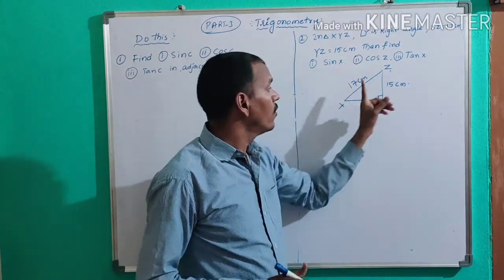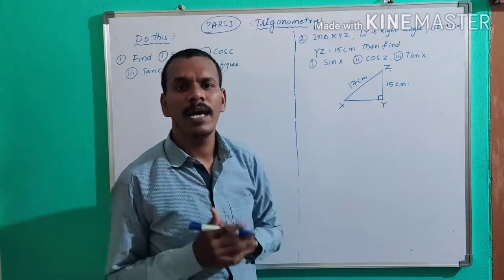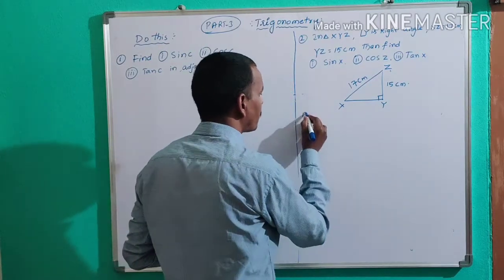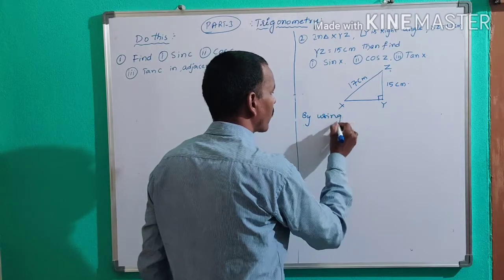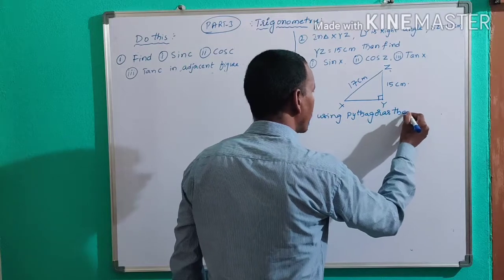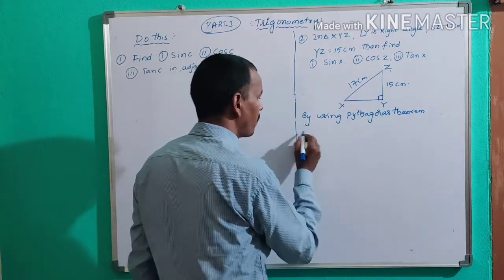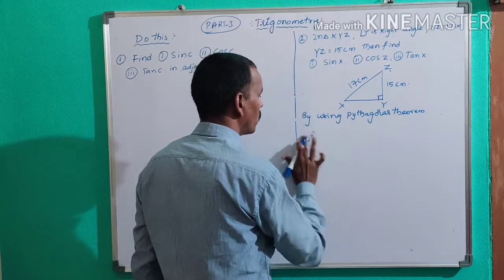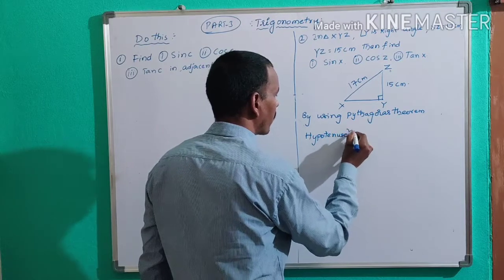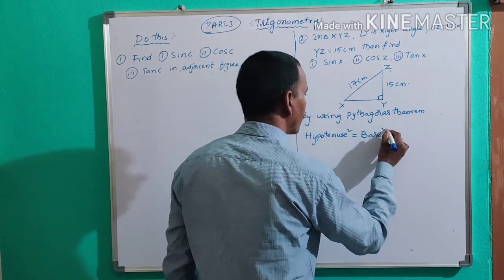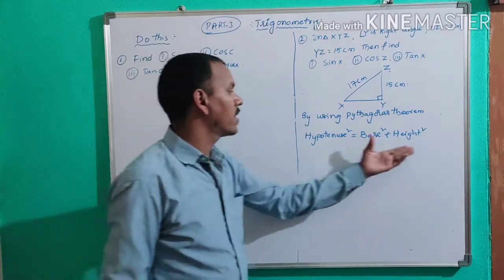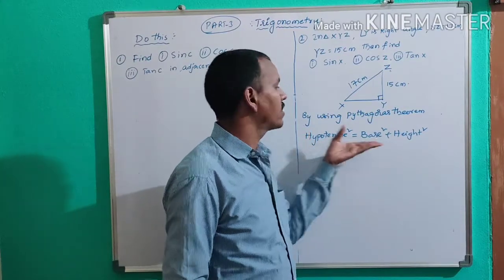But in the figure we know two sides, and we can find the third side, that is XY, by using the Pythagoras theorem. What is the Pythagoras theorem? Hypotenuse square is equal to base square plus height square. We can write this either way, LHS or RHS, no problem.